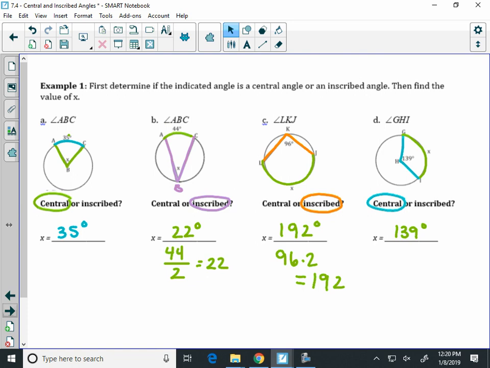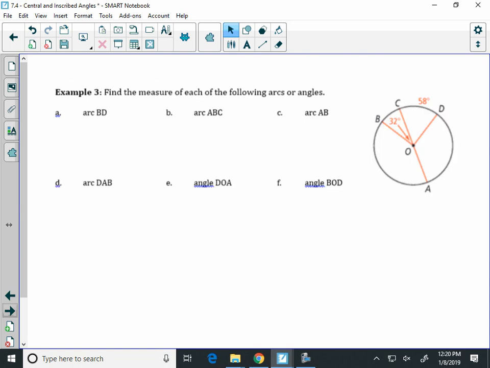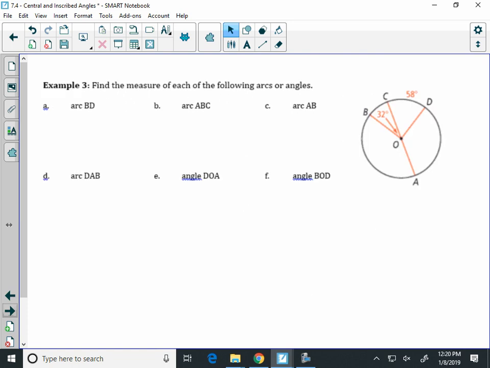Okay. Central, everything's the same. That's an easy one to remember. Inscribed is a hard one. Questions over that? Okay. If we take a look at example 3, it's kind of like a puzzle. We'll go over that. We'll do 2 more and you get some time to practice.